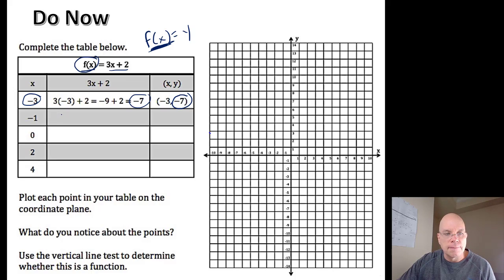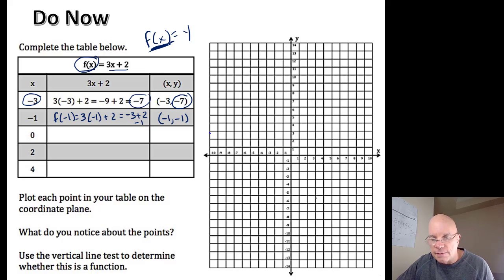So if I substitute -1 as my input, f of -1 would equal 3 times -1 plus 2. That's -3 plus 2, which is -1. And so this ordered pair would be -1, -1. I'm going to graph them as we find them. 3, -7 is right here. -1, -1 is right here.